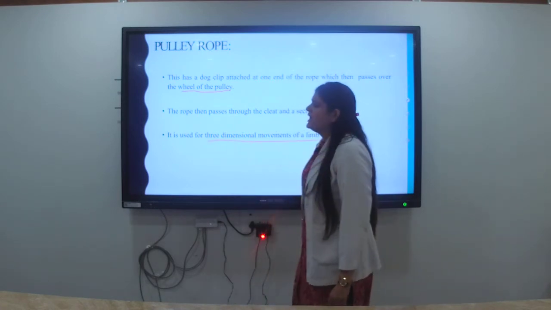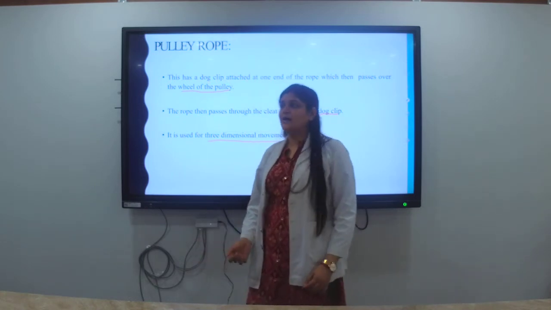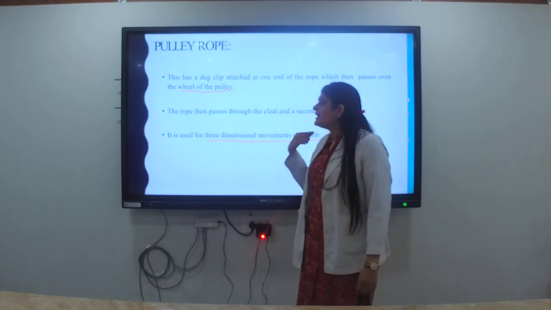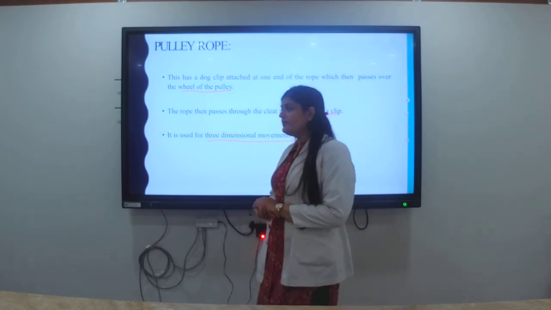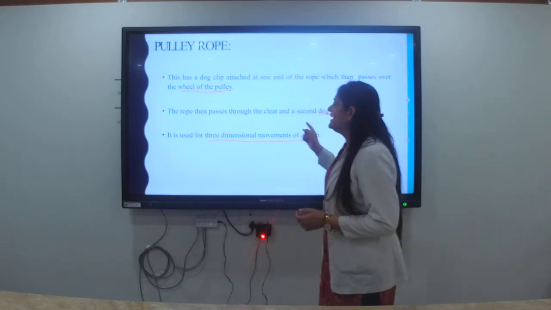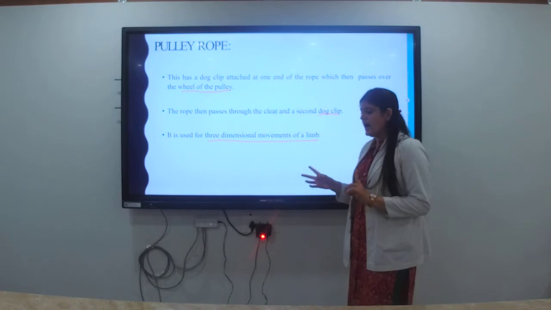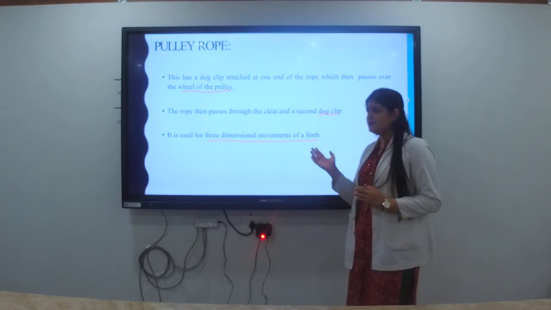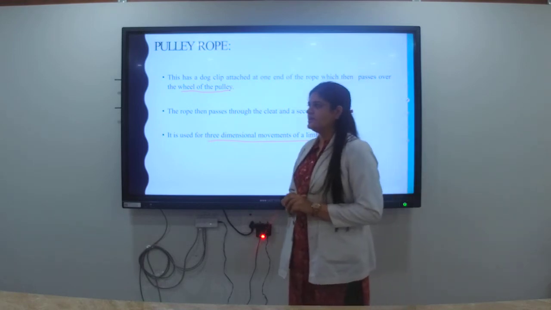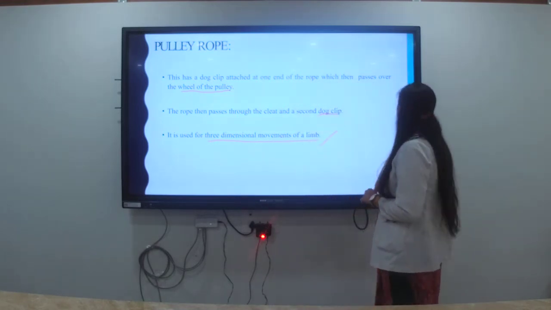Most important, when you want to bring about rotatory movements, for example supination and pronation, that cannot actually be performed using the single and the double rope. For that you require a pulley rope for three-dimensional movements. Your other types of suspension can only bring about two-dimensional movements. So this is the added advantage of the pulley rope.